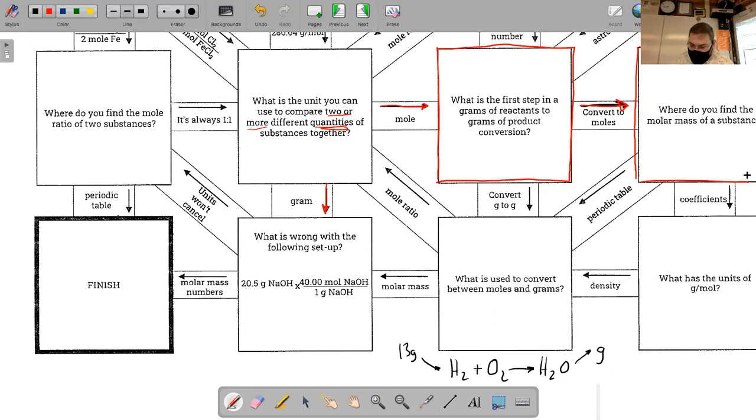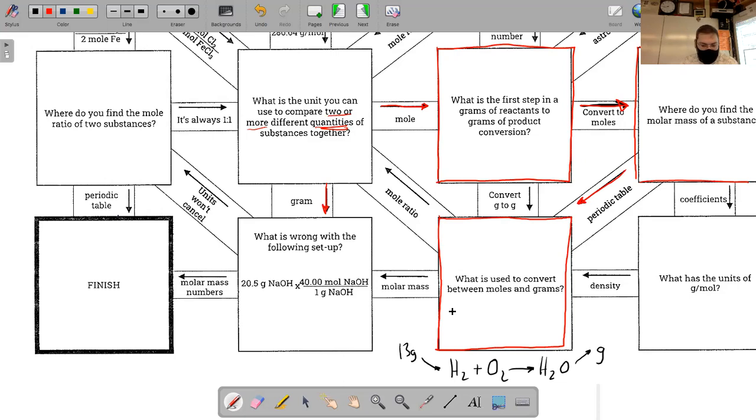But where do you find the molar mass of a substance? Well, it's either related to numbers of coefficients or it's on the periodic table. And the periodic table lists the mass. So that takes us to this box. We want to convert between moles and grams.